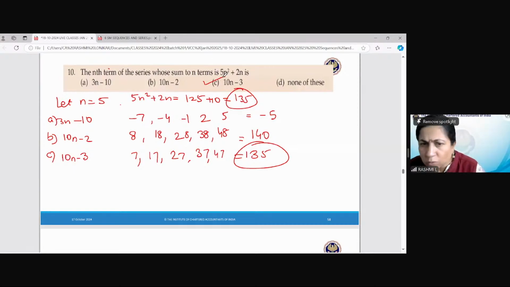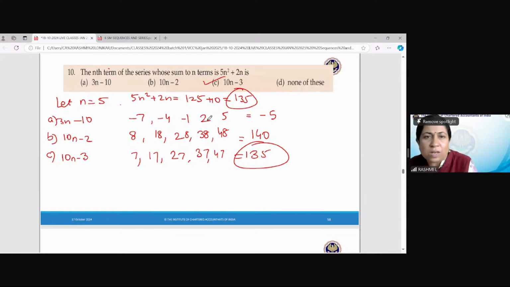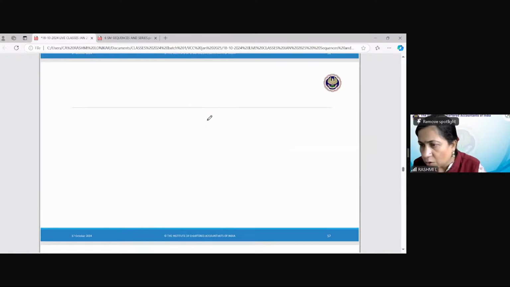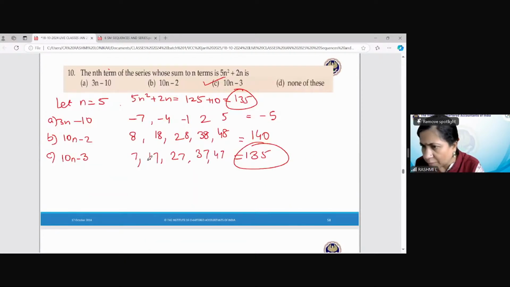Where did I not take 2? Pawan? The 10th one, Shiv, you are asking about the 10th one, they have just given it. See, the nth term of the series whose sum is equal to, so they have given it, so we are taking it. Okay, here they have already given it to us. Here we have done it, right Pawan? Where did I not take 2? I did take 2 here. I took 1, 2, everything. 10, 3n minus 10, 10n minus 2.